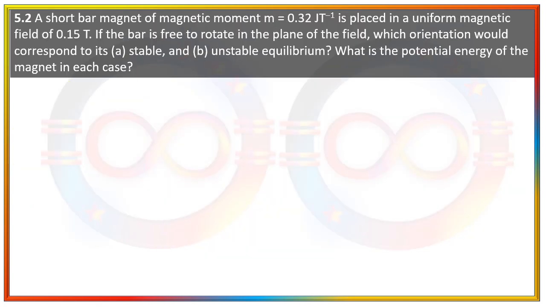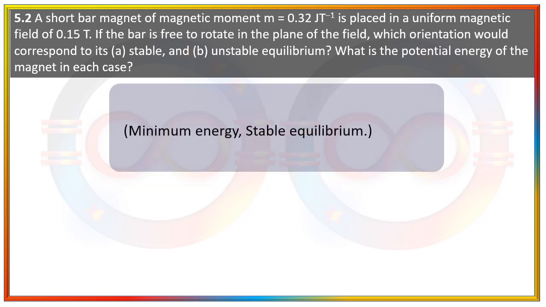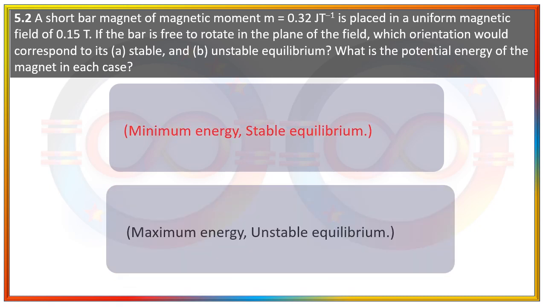Question number 2 is saying that a short bar magnet, the magnetic moment is given, is placed in uniform magnetic field. Field strength is given 0.15 Tesla. If the bar is free to rotate, the question is, which orientation would correspond to stable and unstable equilibrium? When we talk about potential energy, if it is minimum, the magnet is stable. If it is maximum, the magnet is unstable. So energy wise, we can conclude: minimum energy, stable equilibrium; maximum energy, unstable equilibrium.